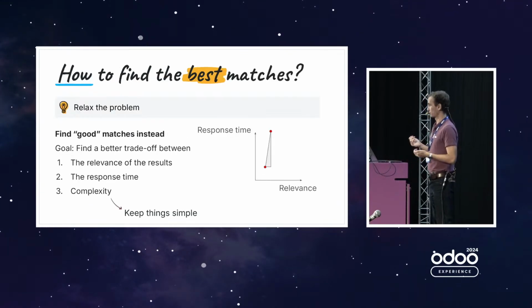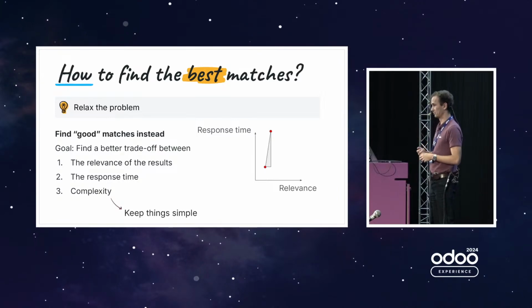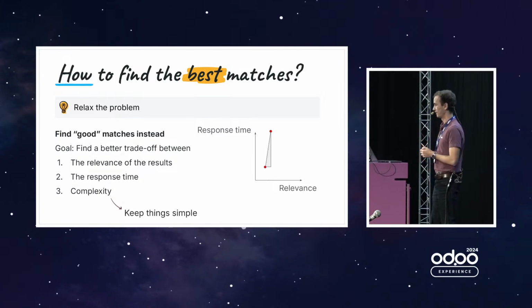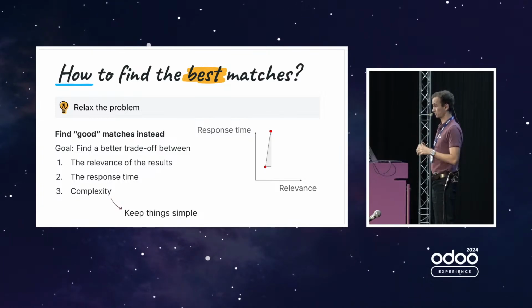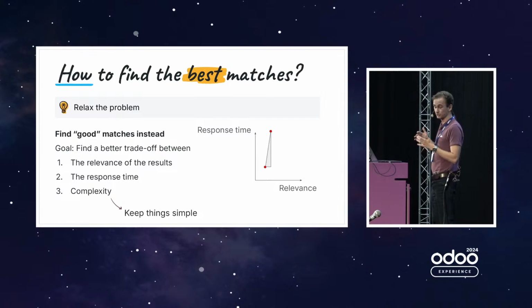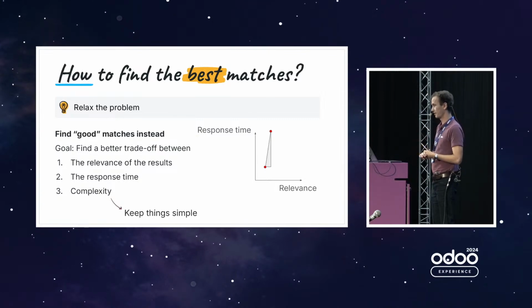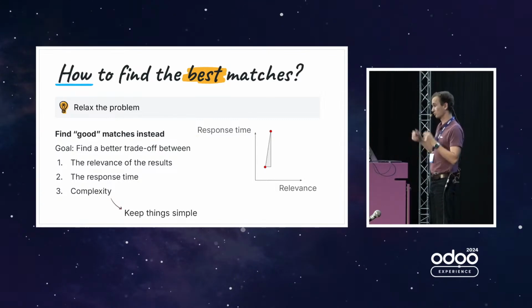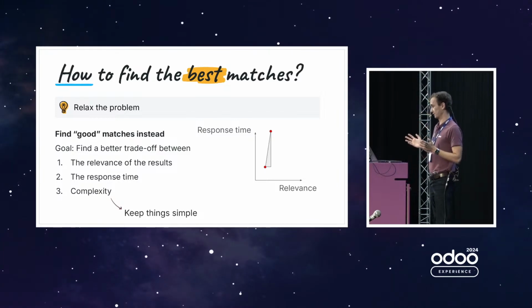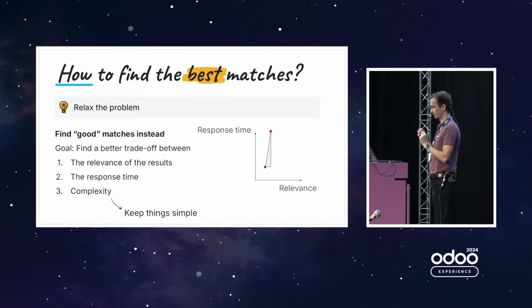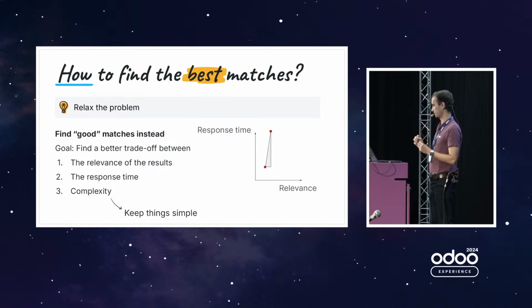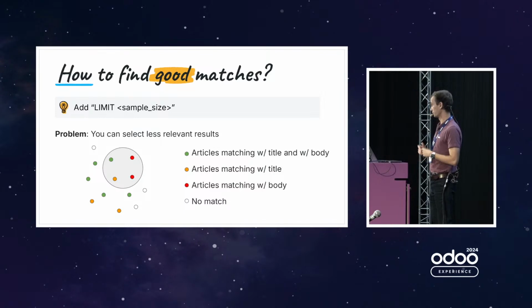So I was about to cry at my product owner's desk because I was stuck, I didn't know what I had to do. And then I had another idea, which we do a lot in computer science, which is relaxing the problem and saying, okay, we'll solve a simpler version of the problem. What if we just find good matches? Not the best one, but good matches. And the goal was to find a better trade-off between the relevance of the result, the response time, and the complexity. So you can do that in several ways.